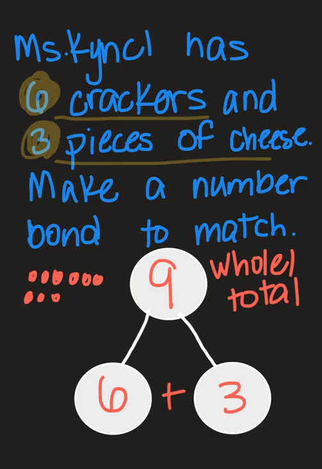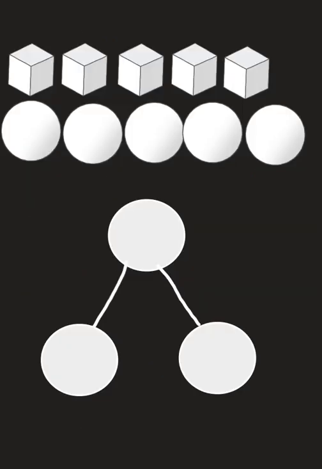Okay, let's do another one. Okay, this is our last one. It's another picture. So I want you to try and do this one on your own first. So up here we have some cubes and down here we have some spheres. Pause the video and try and think what you would do based on this picture. Fill in the number bond.